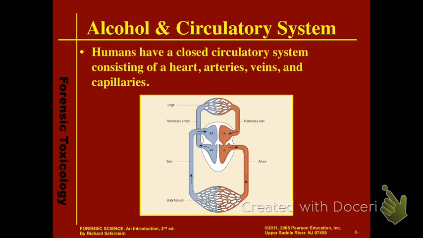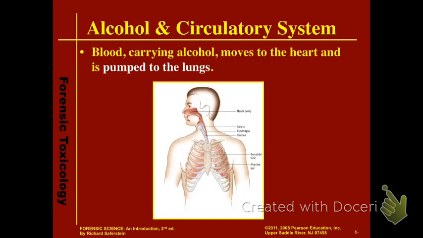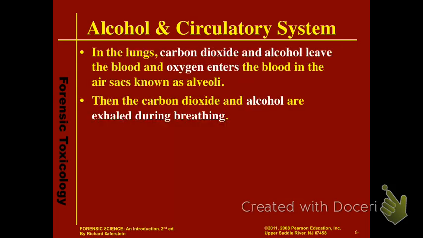So how does blood alcohol content work? We have this closed circulatory system made of heart, arteries, veins, and capillaries. Alcohol is absorbed into the bloodstream from the stomach and from the small intestines. The blood carries alcohol to the liver, and that's where it's destroyed, broken down. Blood also carries the alcohol back to the heart, and it's pumped over to the lungs. Alcohol will leave with carbon dioxide, and oxygen enters the blood in air sacs known as alveoli. The carbon dioxide and the alcohol are exhaled, and the oxygen is inhaled.